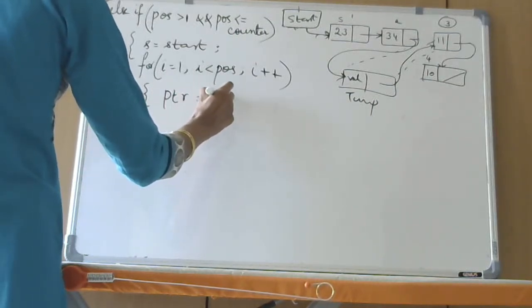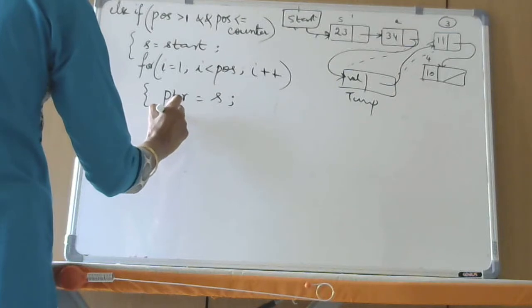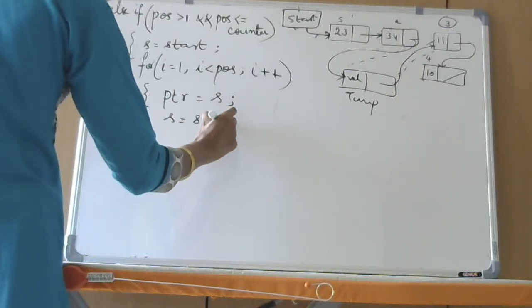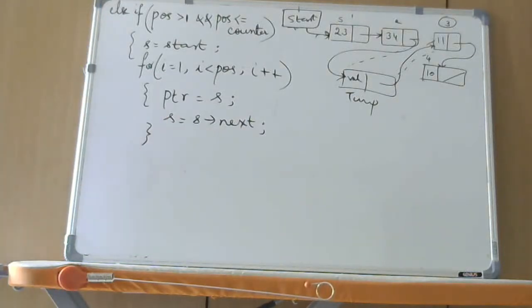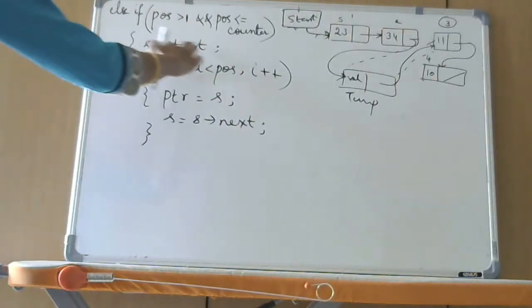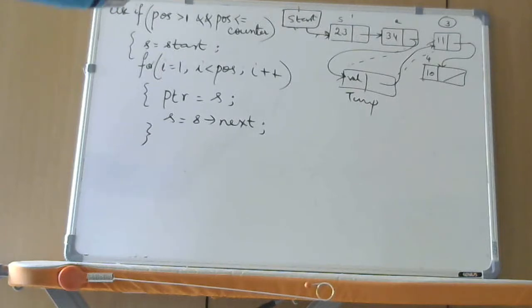Pointer is equal to S. I will take one more pointer: S is equal to S of next. Two pointers I have taken. Why am I doing this part? Because I want to come up to that particular location. Correct? So how do I come?